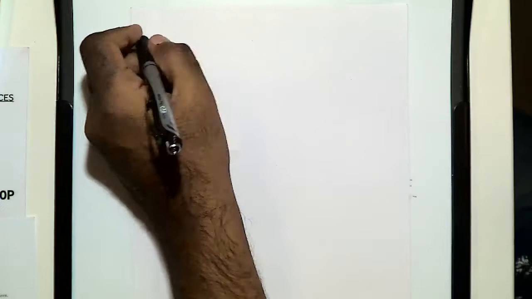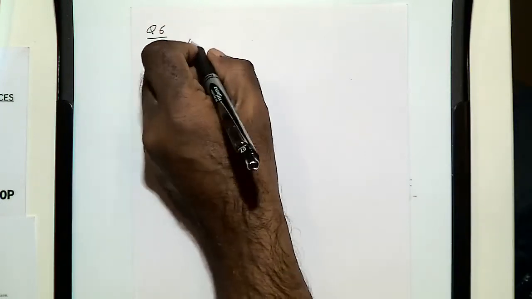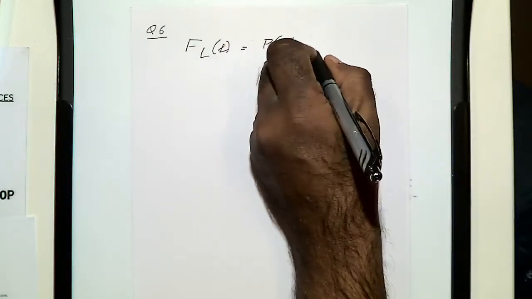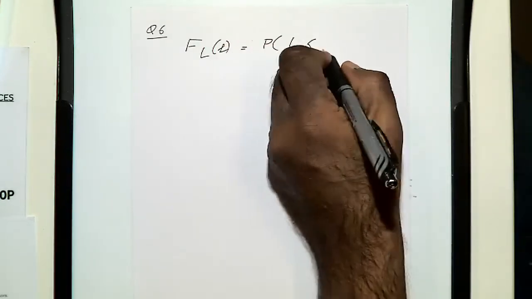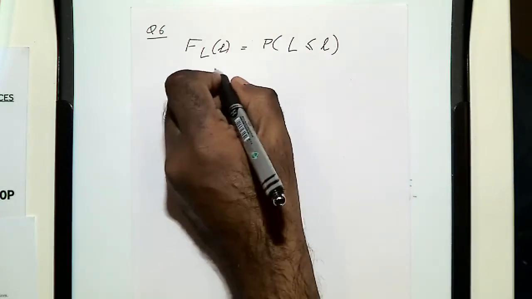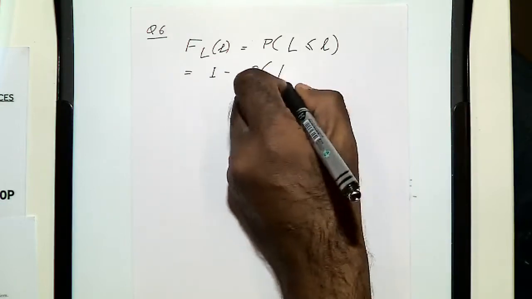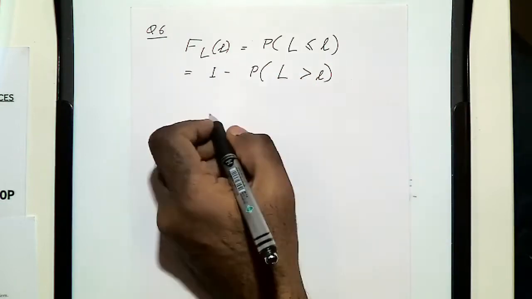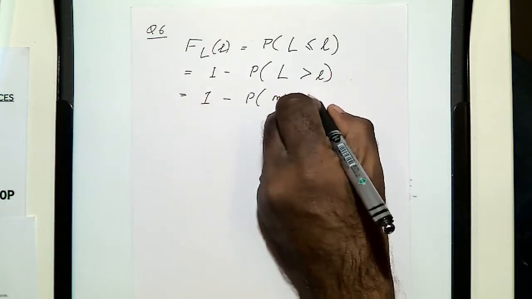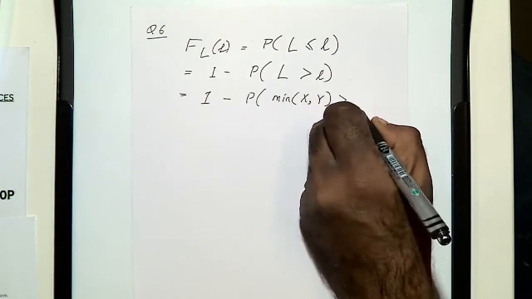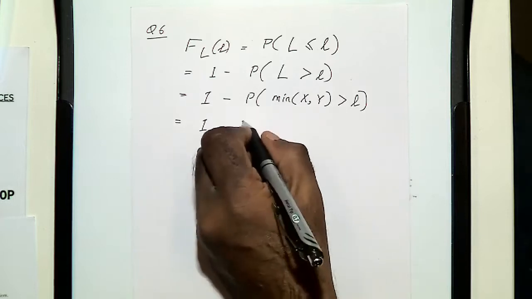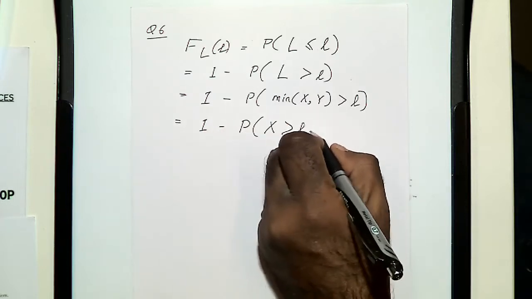Hello. So this is part 6. We want to find the CDF of L, which is the minimum of the two assets, right? So this is the definition. You can write this as 1 minus the probability that capital L is greater than little l, right? So this is 1 minus the probability that the minimum of the two assets is greater than l. Now, if the minimum is greater, then x is greater than l and y is greater than l.